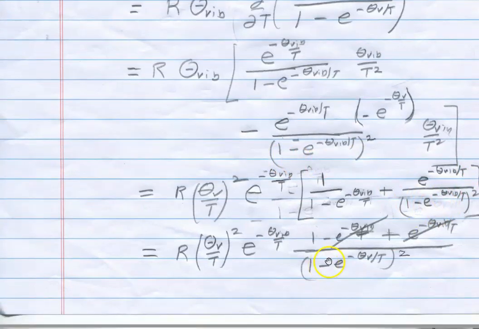And then I simply put those over a common denominator, which is the square. To get this one with a square on the bottom, I just have to multiply top and bottom by the denominator. When I multiply the top, I'll get 1 minus e to the minus theta vibration over T for this term, over theta over this quantity squared. And then I have to add to that the numerator here, and these then will cancel. And so we're pretty much done.